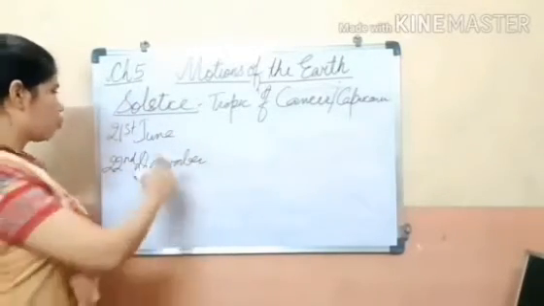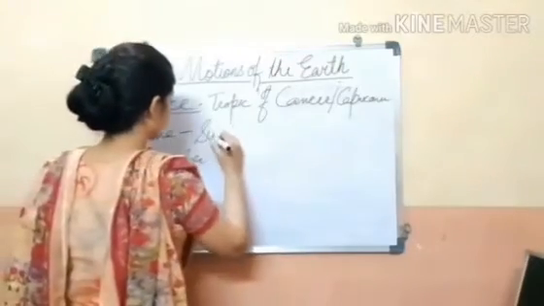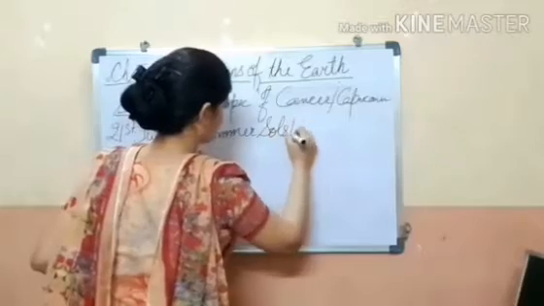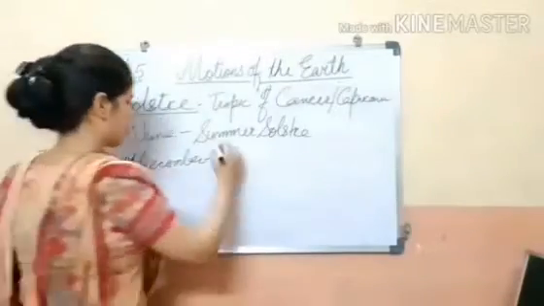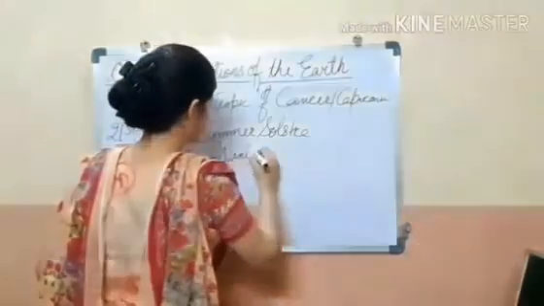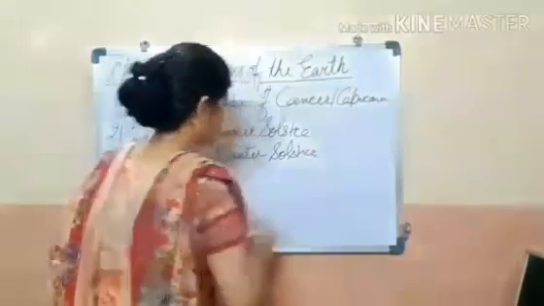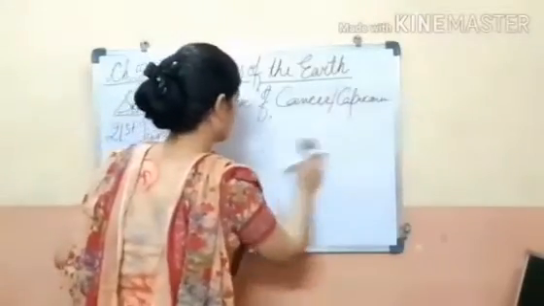What occurs on 21st June is the summer solstice. And what occurs on 22nd December is the winter solstice. Now let me explain with the help of a diagram what these solstices are.